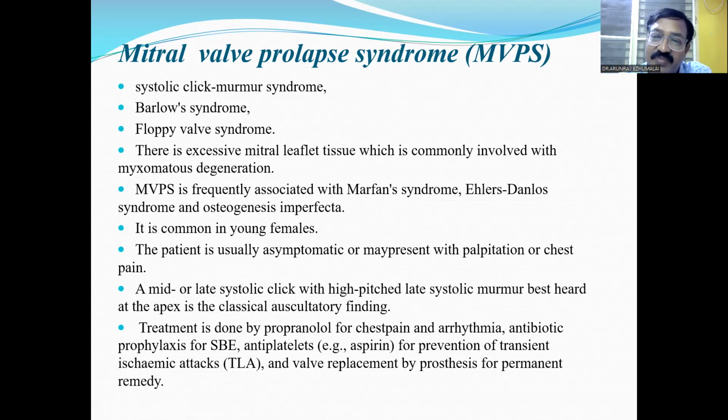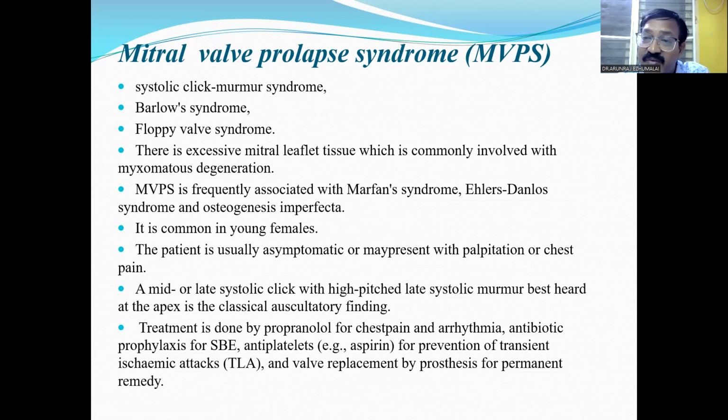So whenever you find that S1 seems to be split in the mitral area, you always think it may be due to a click. So a mid or late systolic click with a high pitched late systolic murmur at the apex is a classic auscultatory finding.